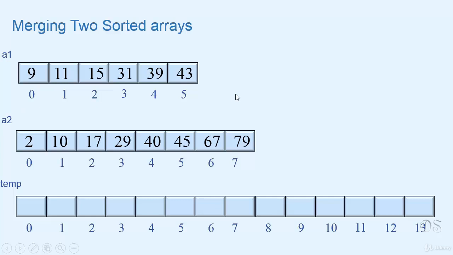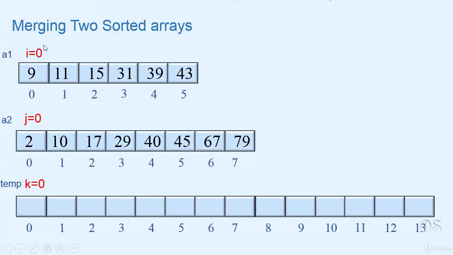Now, one approach could be to just copy these arrays into this array and then sort this array by using any sorting technique. But in this approach, we are not utilizing the fact that these arrays are sorted. Since these arrays are sorted, we can scan them just once and get the combined sorted output in this array. Let's see how we can do this.